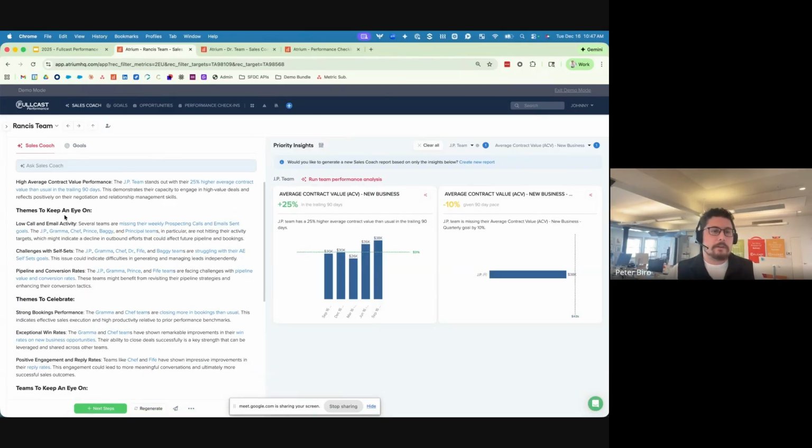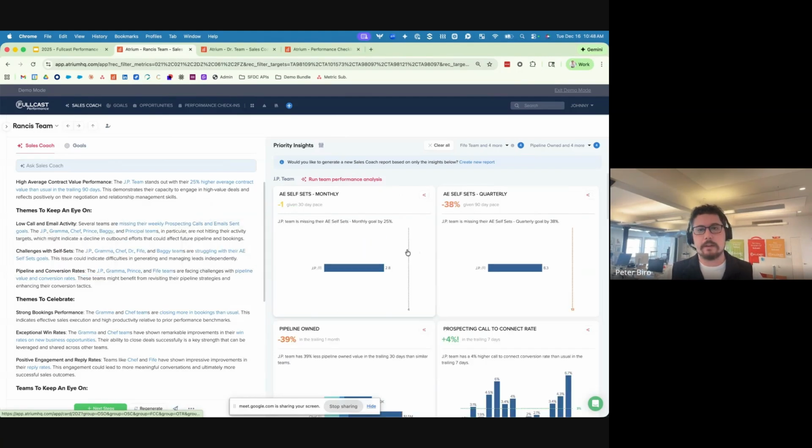What are things that are happening across the org we all need to be aware of? Well, right now we're seeing low call and email activity, right? We're seeing challenges with self-set meetings as a result. Shocker, low activity, low self-sets. And we're also seeing issues with pipeline and conversion rates, right? Specifically the JP, Gamma, Prince, and Fife teams, they have problems with their value and conversion rate.